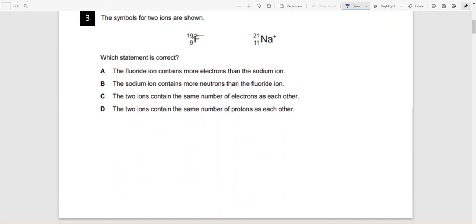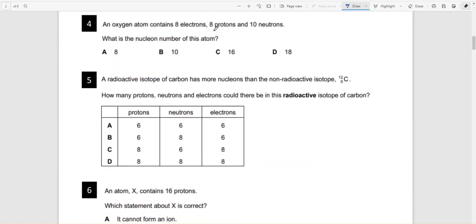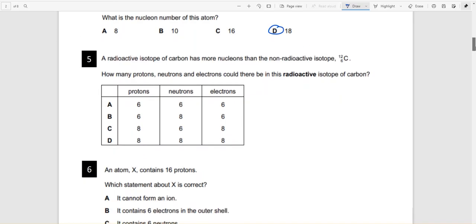The symbol for 2 ions is shown below. This statement is correct: C. 2 ions contain the same number of electrons as each other, which are 10. 9 plus 1, 11 minus 1. An oxygen atom contains 8 electrons, 8 protons and 10 neutrons. What is the nucleon number of this atom? So, what is the nucleon number? Protons plus neutrons. D. 18.